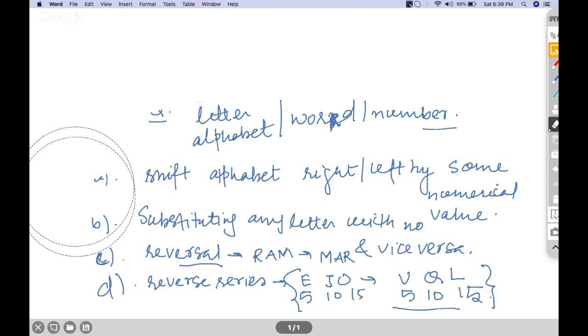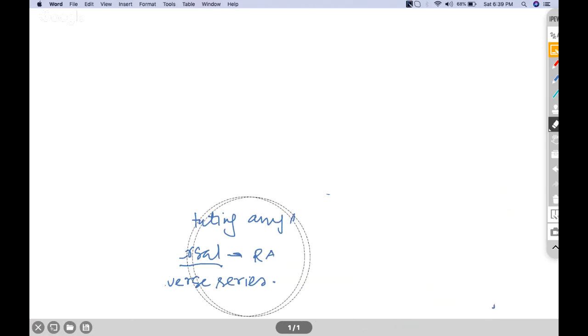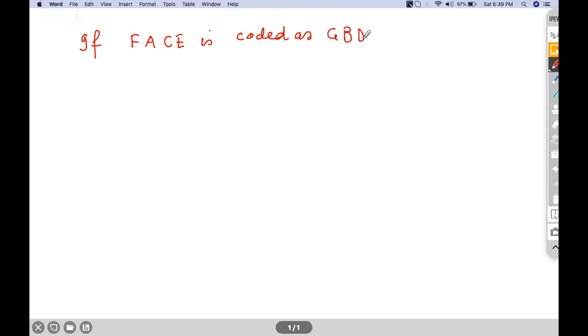I'm writing a few questions. Please try solving them and then we will go to the sheet. The first question that I'm writing here is, if FACE is coded as GBDF, then BEDVDE will be coded as what?